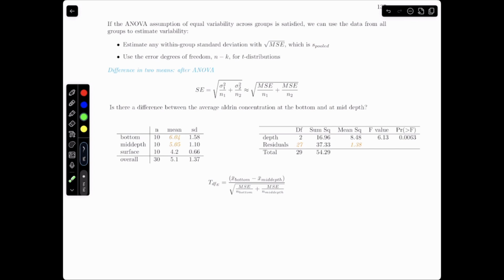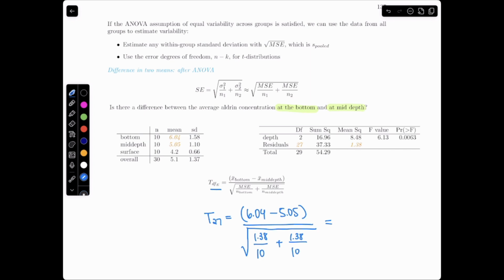So is there a difference between the average Aldrin concentration at the bottom and at mid-depth? This is a 2 population t-test. We still find our test statistic in a similar fashion, but this time, because we've already conducted an ANOVA, we use our within-group standard deviation as our S pooled. So our t value with 27 degrees of freedom, the degrees of freedom of the error, is the mean at the bottom, which is 6.04, minus the mean at mid-depth, which is 5.05, divided by the square root of our mean squared error, 1.38, divided by 10, the sample size of the bottom, plus 1.38 divided by the sample size of mid-depth, which happens to be 10 as well, and our t-score is 1.87.